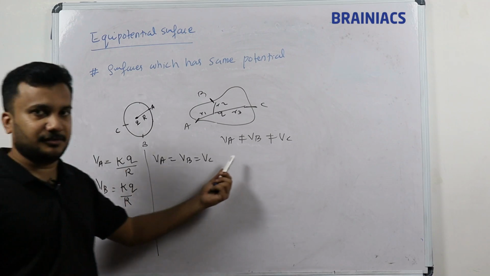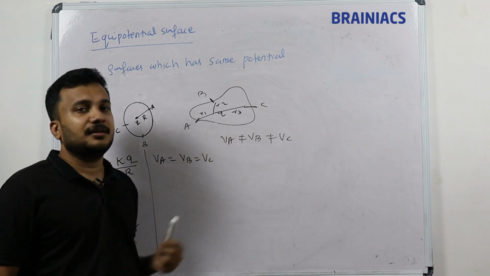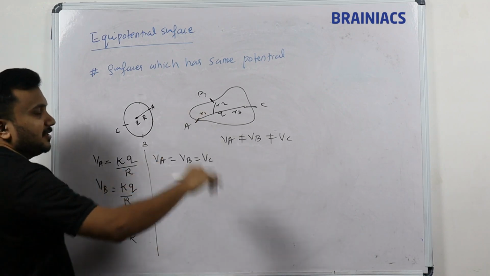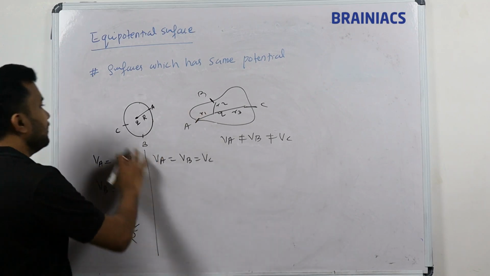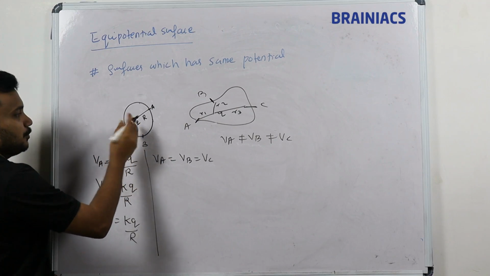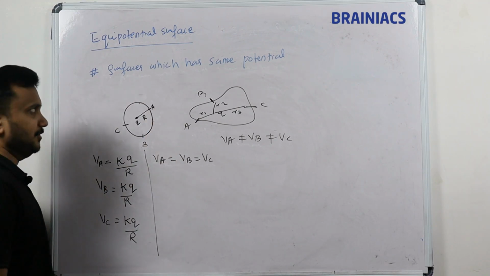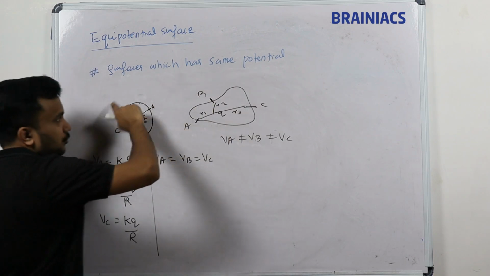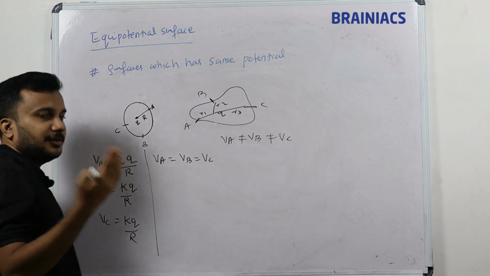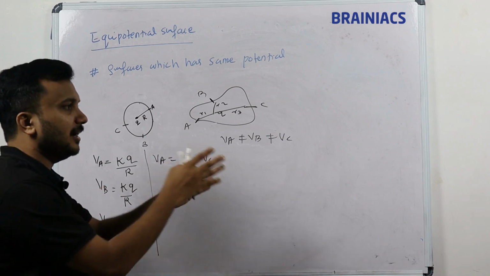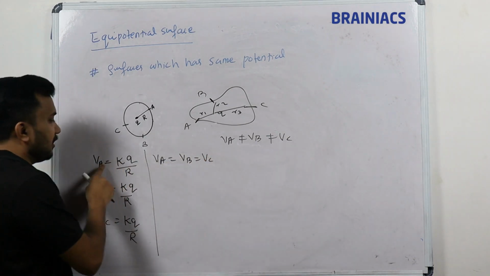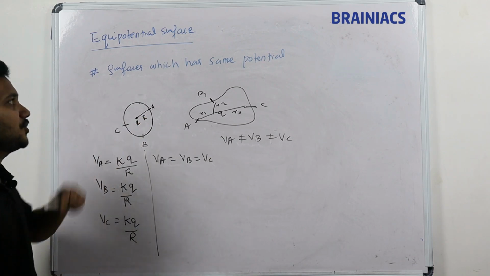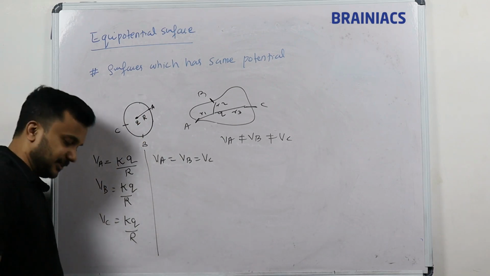I can say that potentials at different points are not equal because of the difference in the distance. But here the distances are all the same, so this is called an equipotential surface. That's what I'm saying, a surface which has the same potential. This is a surface, and wherever you take the same points, they will have the same potential value. So potential we are calculating as kq divided by r. So that is the definition of equipotential surface.